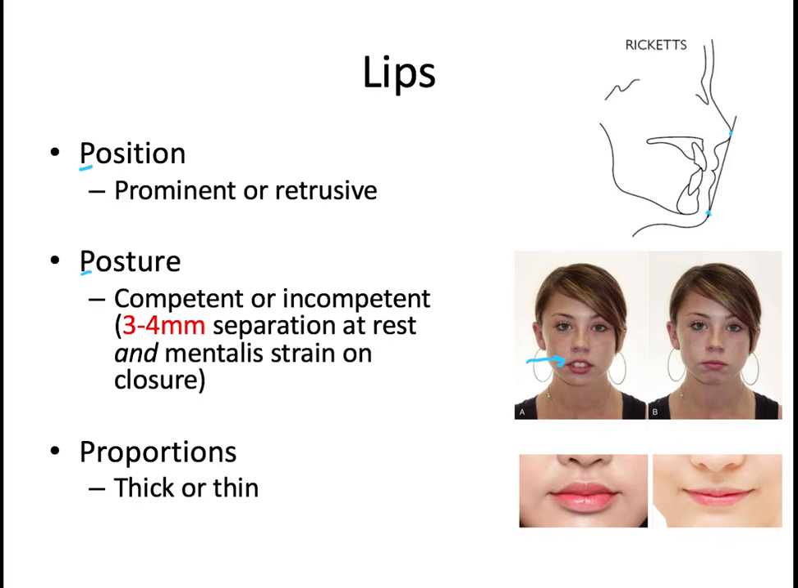For lip proportions, we're simply looking at their dimension. Are they thick and full, or are they thin and flat? How much vermilion, the actual lip tissue, do they display? So this one considers kind of all 3 planes of space. There's an AP component, a vertical component, and probably even a transverse component. For posture, this is pretty much a vertical issue. For position, it's pretty much an AP issue. So those are the 3 P's of the lips.